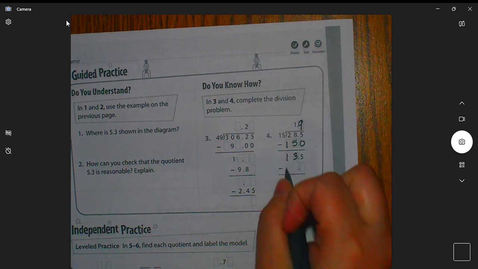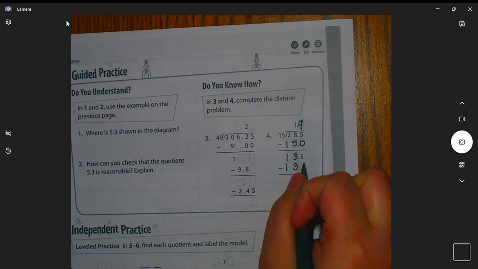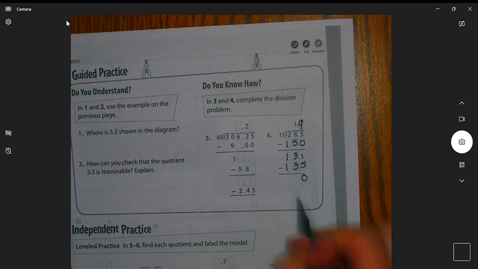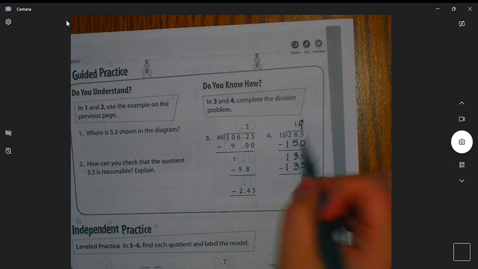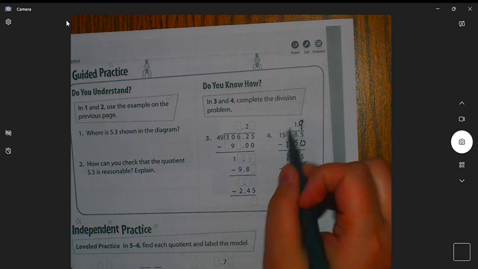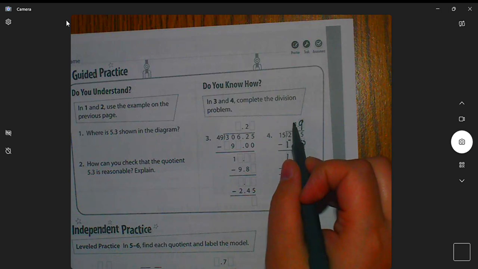Minus 135. And then I zero out. So I know I can stop when my remaining piece is a 0. 28 and 5/10 divided by 15 is 1 and 9/10. Let's look at another problem.